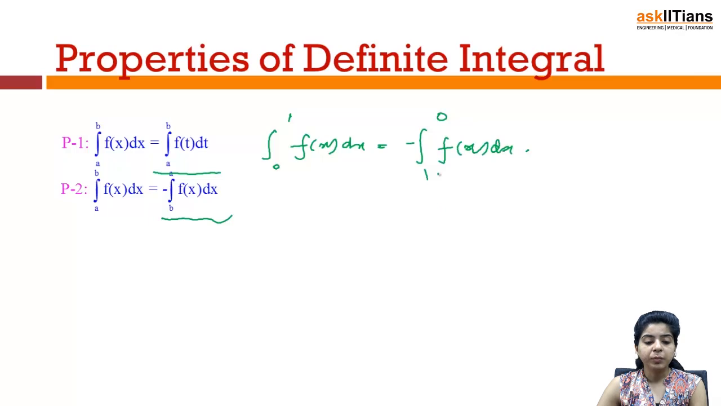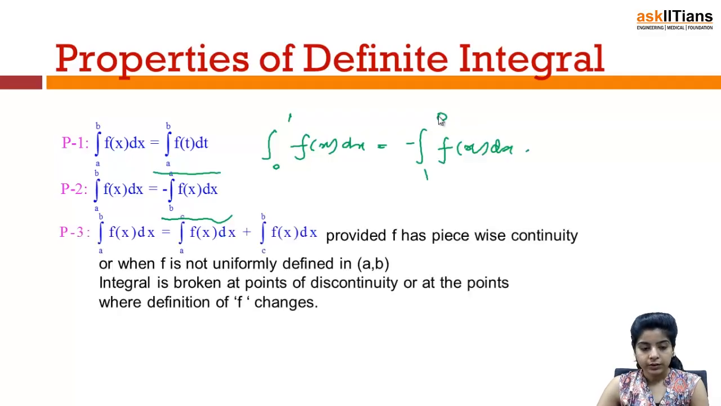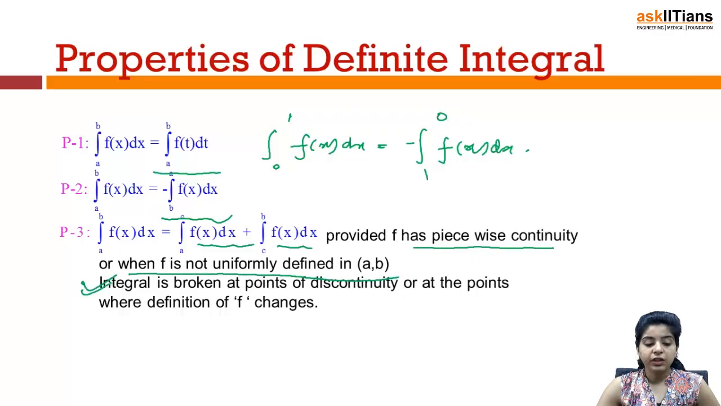So actually these properties prove useful in questions where, at certain times, if you interchange your limits, it becomes easy to solve the question, right? The third one says integral a to b f(x) dx is integral a to c f(x) dx plus c to b f(x) dx, provided f has piecewise continuity or when f is not uniformly defined in [a, b]. So just notice that the integral is broken at points of either discontinuity or at the points where the definition of f changes.